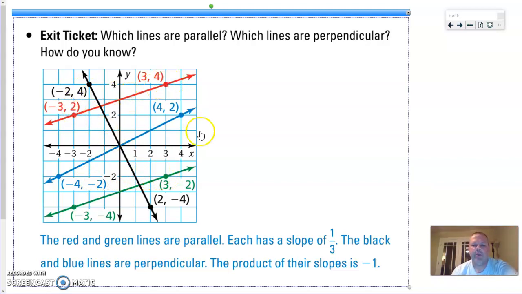Those are the same. The black and the blue are perpendicular because this would be 1, 2, 3, 4 over 1, 2, 3, 4, 5, 6, 7, 8. So we've got 4 over 8 is a half. The black one is going to go up 1, 2, 3, 4, 5, 6, 7, 8 and over 1, 2, 3, 4, but I'm going left. So this is 8 over -4. So the black and the blue are perpendicular.